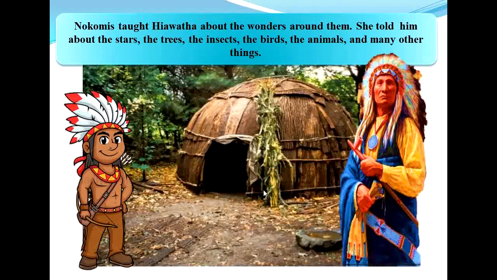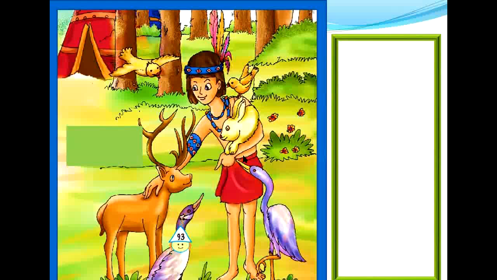So here we get to know that Nokomis, Hiawatha's grandmother, was his best teacher. She taught him about the things around him. She shared with him knowledge about stars, trees, insects, birds, animals, and many other things. So Nokomis was a knowledgeable person, and she shared all this knowledge that she possessed with her grandson Hiawatha. And with the help of his grandmother, Hiawatha was able to understand the world around him.